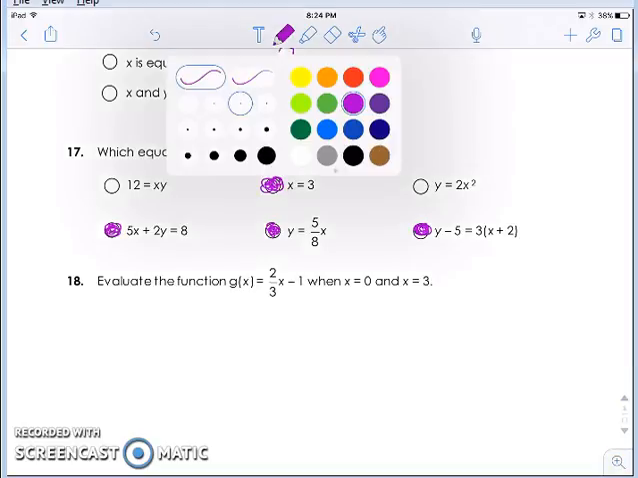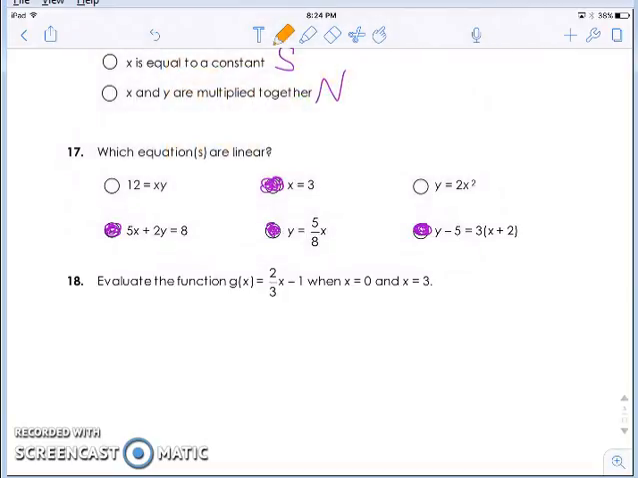Evaluate. So 18 should be cake. We should be able to get this one. All it is, plug in 0 for x, and we call that g of 0. So g of 0 equals 2/3 times 0 minus 1. The only thing I changed was the x. The x became 0. So g of 0 equals -1.